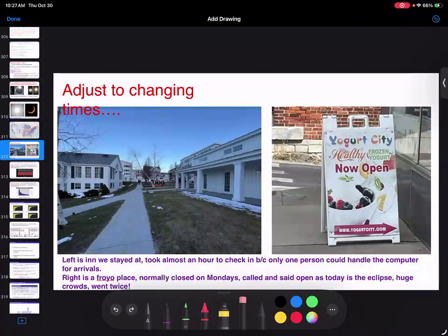The other thing is adapt to changing times. So this on the right was a restaurant, a yogurt place in Middlebury. They were normally closed on Mondays. The owners were extremely smart and realized, hey, given that it's totality, we should actually be open today because maybe a lot of people are going to be coming through. So they did a booming business.